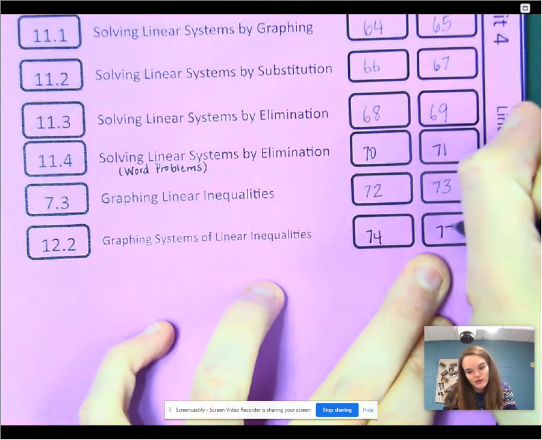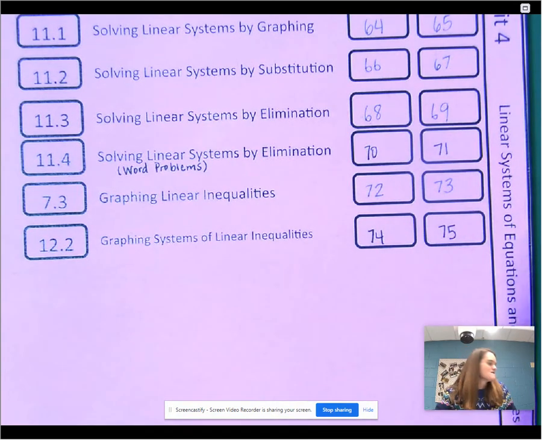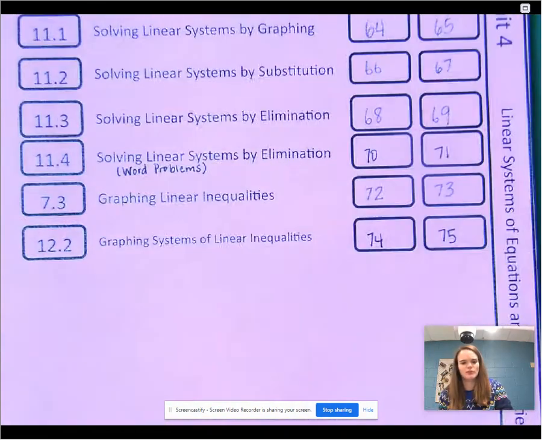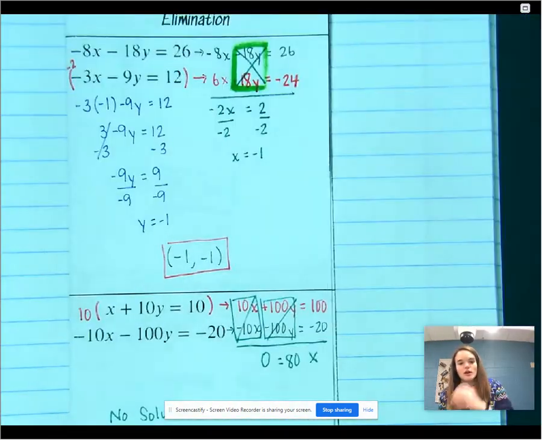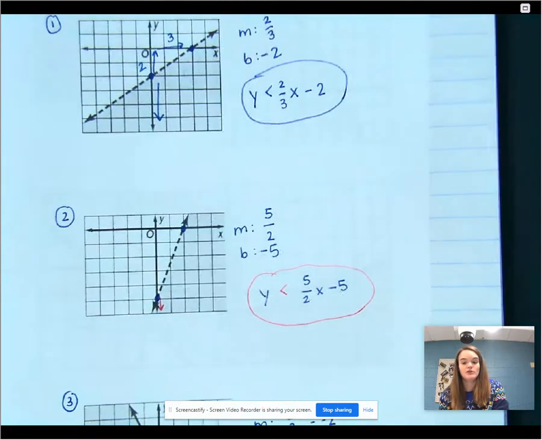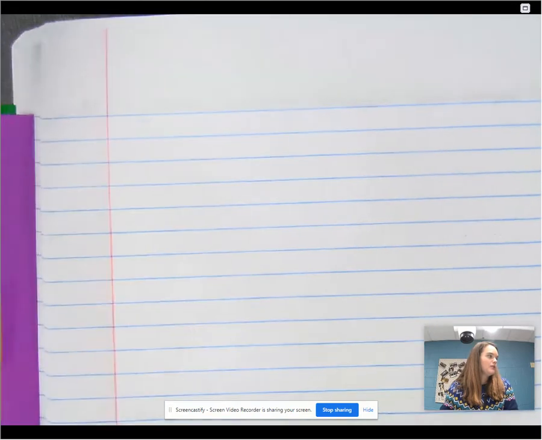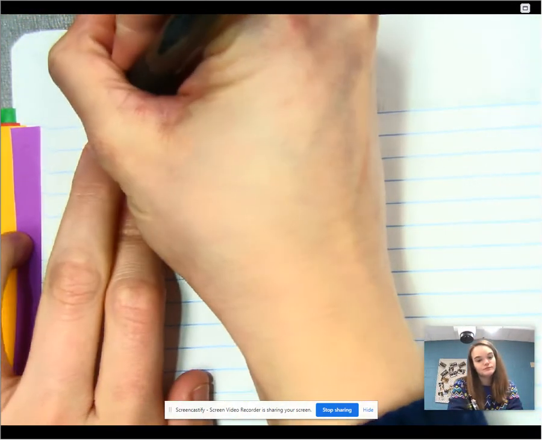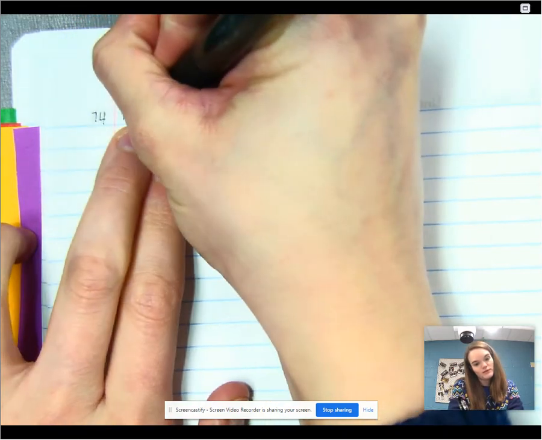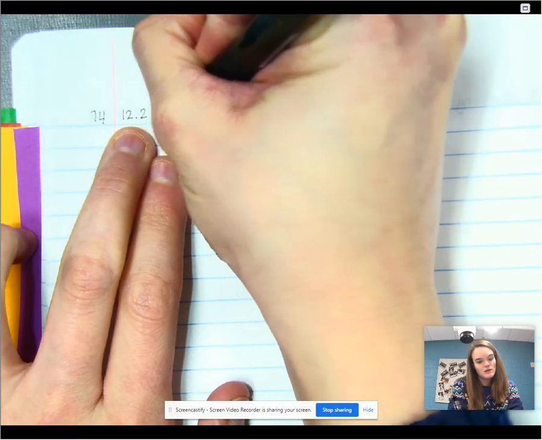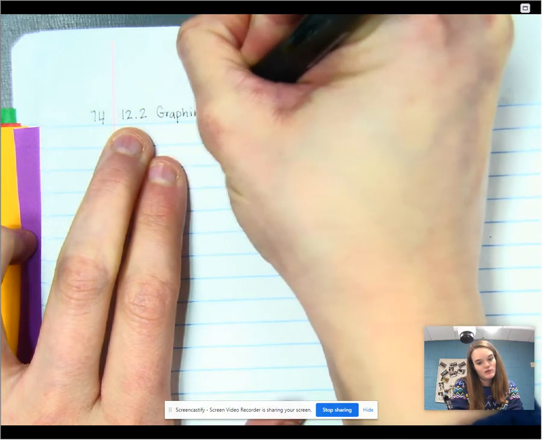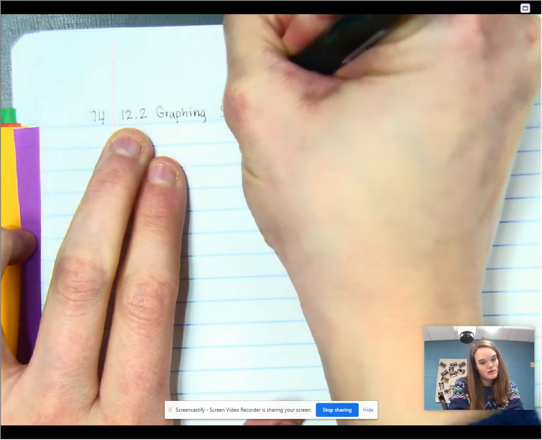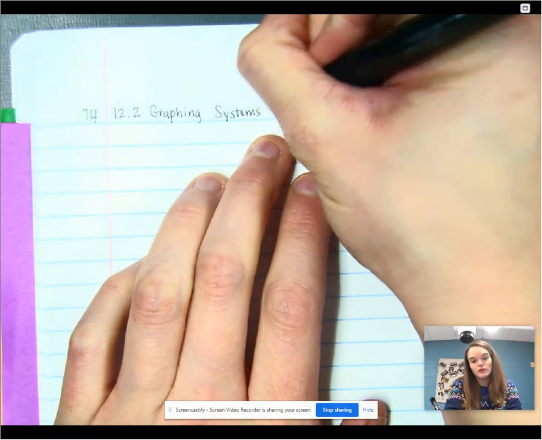Now, we're only going to get to page 74 today, not 75, but we're going to label both. Actually, we're probably just going to label 74. All right, and that's the last one of this unit. We'll do a new unit later this week. All right, so 74, 12.2, graphing systems of linear inequalities.